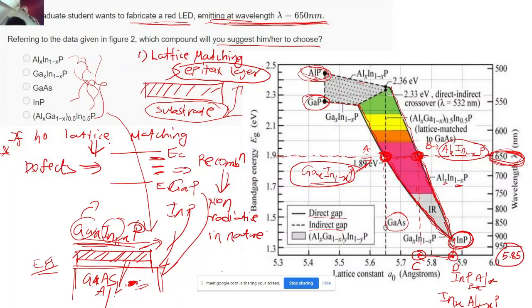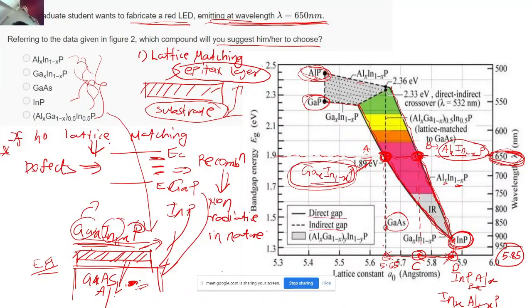Now let me look at the substrates available over here. The options were, first I could have started with indium phosphide, but you can see its lattice constant is near 5.9, and over here this is around 5.65, correct? So these two points are very far apart. Even if I grow an epitaxial layer of gallium indium phosphide on top of the indium phosphide substrate, because of the lattice mismatch there are going to be defects and I won't get a good, efficient LED, right?